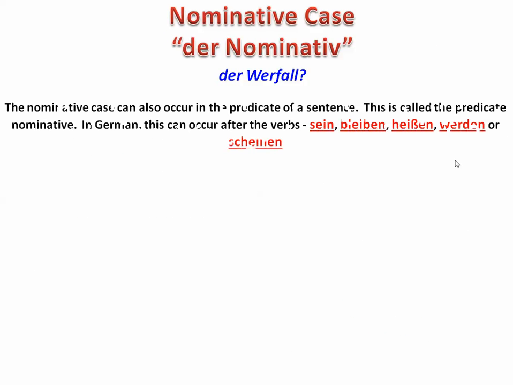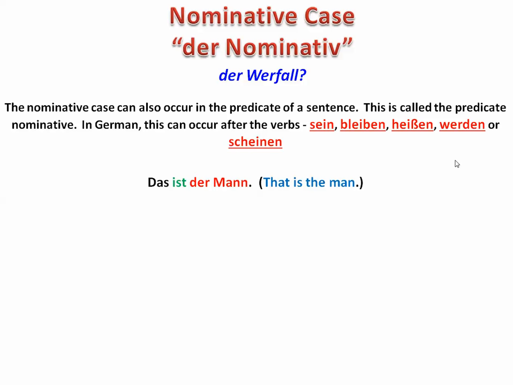Alright, the nominative case also occurs, okay, think of first of all that it is the subject of a sentence, but secondly, it can occur in the predicate of a sentence. How does this happen? In English, it's called the predicate nominative. In German, this occurs after certain verbs. And the most predominant verb this is going to occur after is a conjugation of the verb sein. Bin, bist, ist, sind, seid, any of those. But it may also occur after bleiben, heißen, werden, and scheinen in specific circumstances.